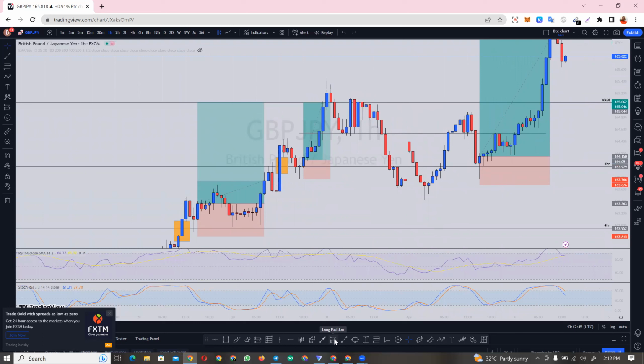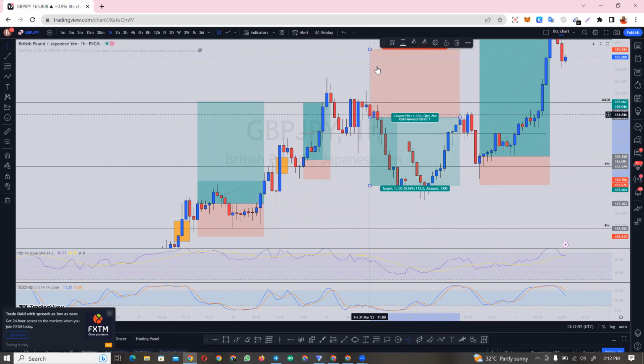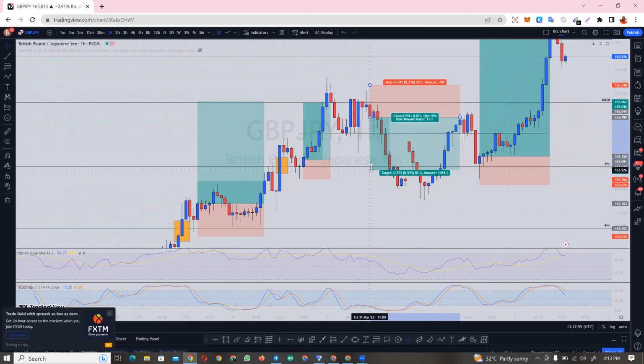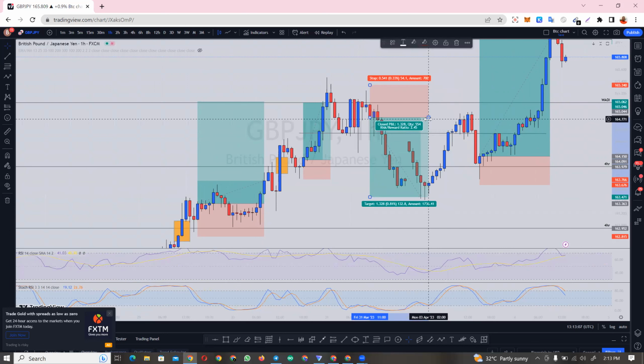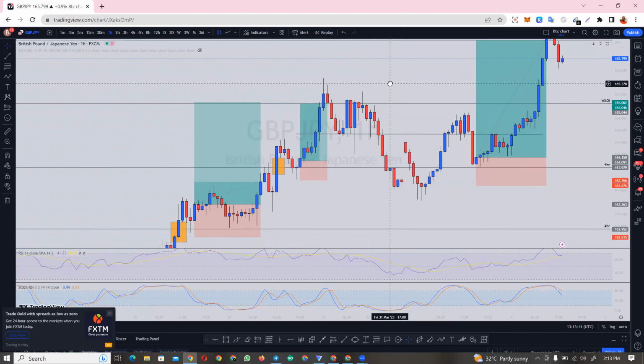So let me just use this for example. So this is the evening star candlestick pattern. If you enter this trade, if you hold it to just take your take profit at 1:2, it's a wonderful trade. So that is that.